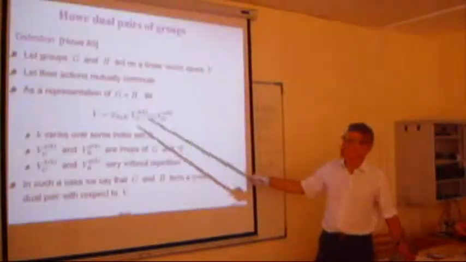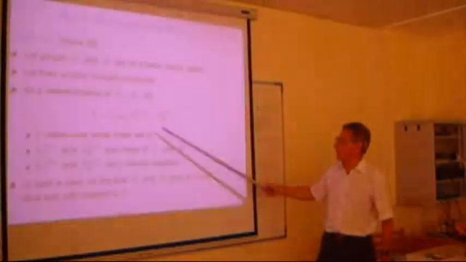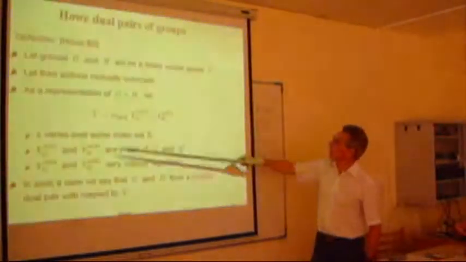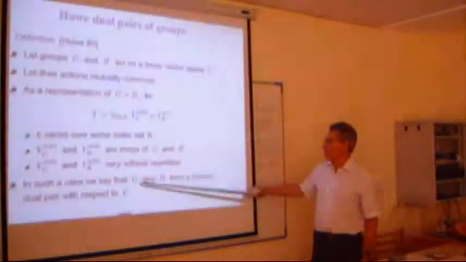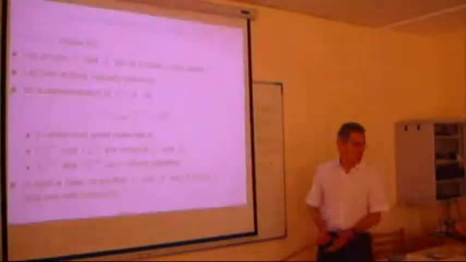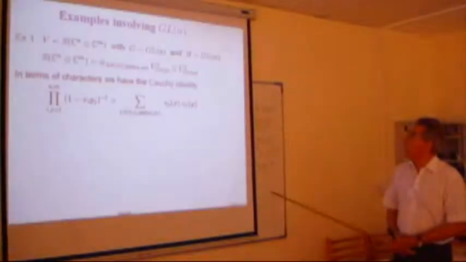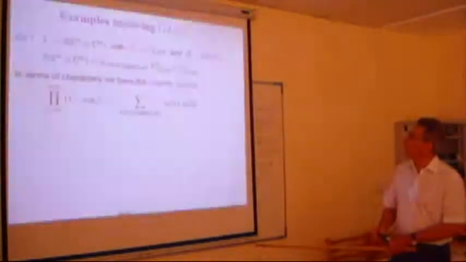It doesn't matter what the formula is for going from K to lambda and mu. But they vary without repetition. So this is a characteristic property of this structure. In such a case, we say G and H form a Howe dual pair with respect to T. So this is what's playing a role in these relationships we've had before.